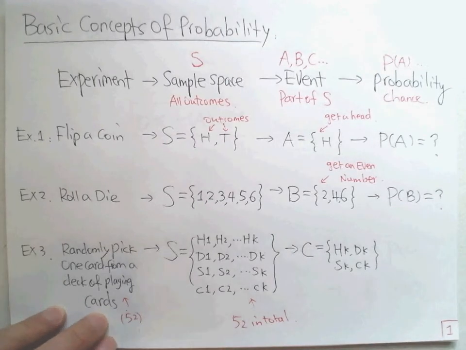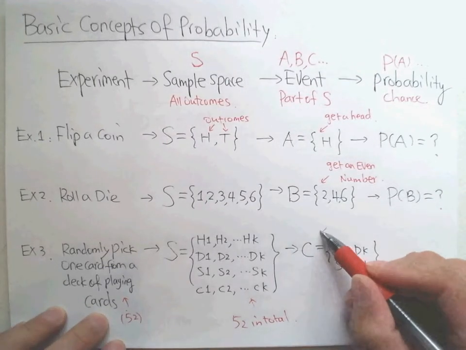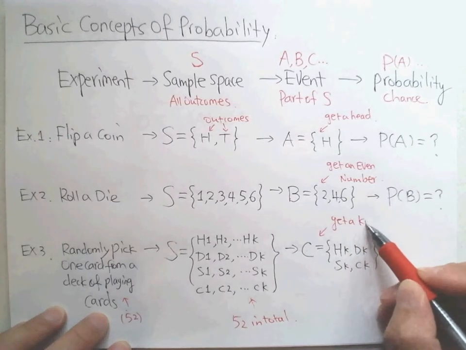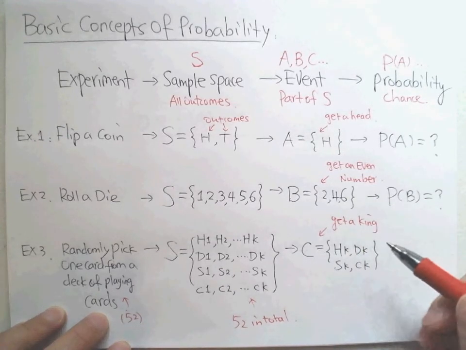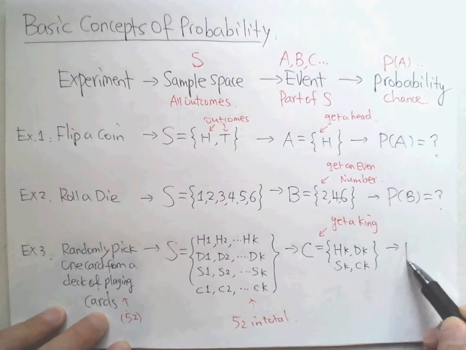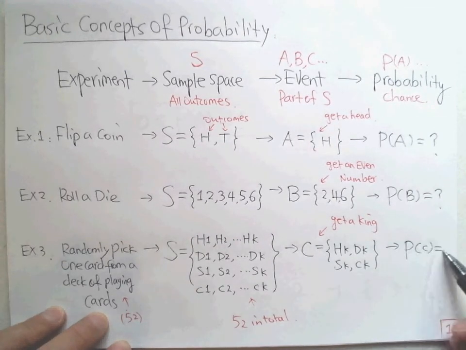What does this event mean? This event, I think you can see, is going to get what? I'm going to get a king, right? So we have 4 kings. Okay, want to get a king. Now, what is the chance for us to get a king? So probability of C equals what?